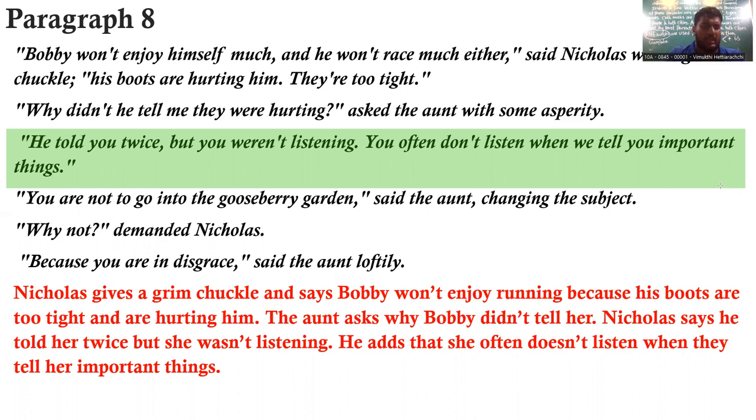Nicholas gives a grim chuckle and says Bobby won't enjoy running because his boots are too tight and are hurting him. The aunt asks why Bobby didn't tell her. Nicholas says he told her twice, but she was not listening. He adds that she often doesn't listen when they tell her important things. She doesn't pay any attention to these things because they may not be that important to her.